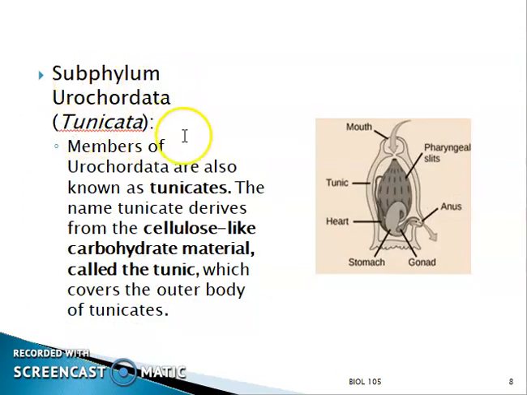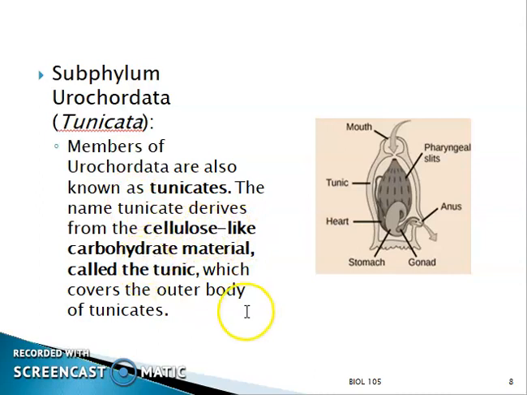Next is subphylum Urochordata. These are also called Tunicata. They are given this name because, as you can see in the diagram, they have a covering of the body, which consists of cellulose-like carbohydrate material, and that is called tunic. That's why they are also known as tunicates.